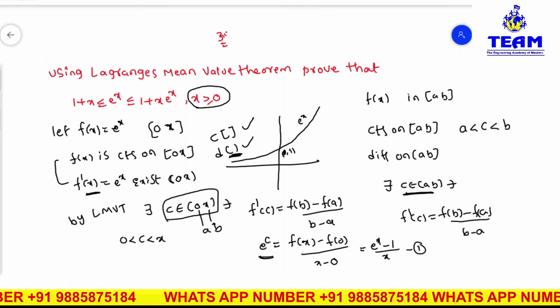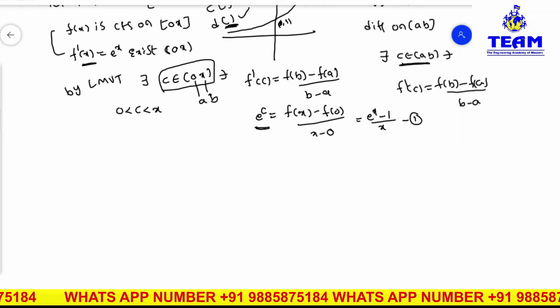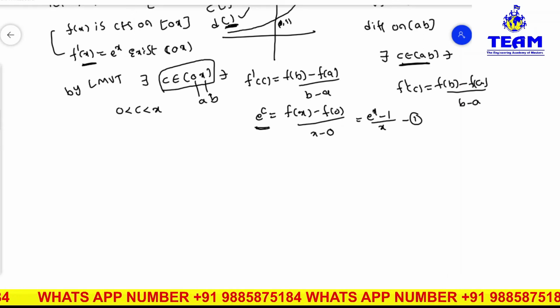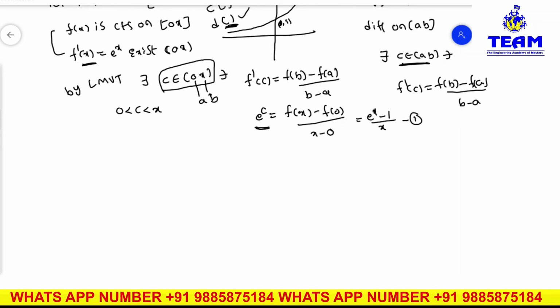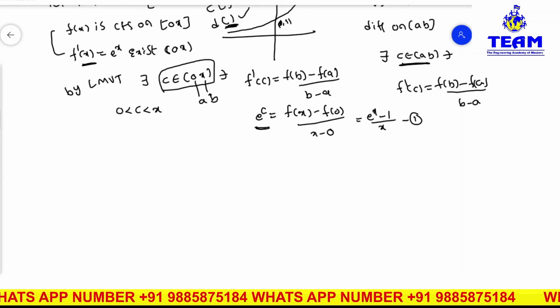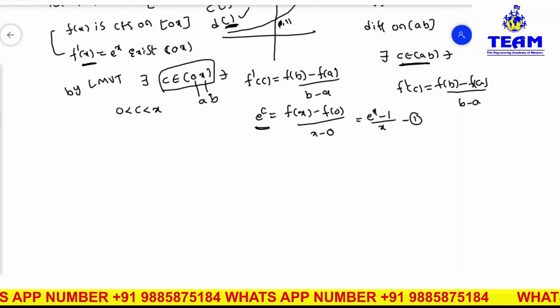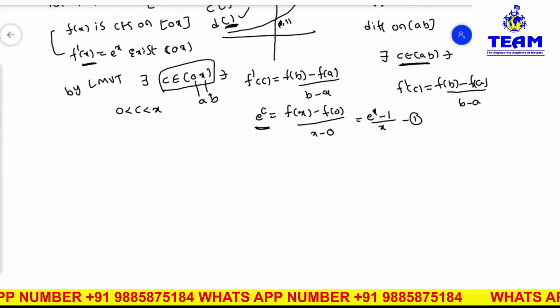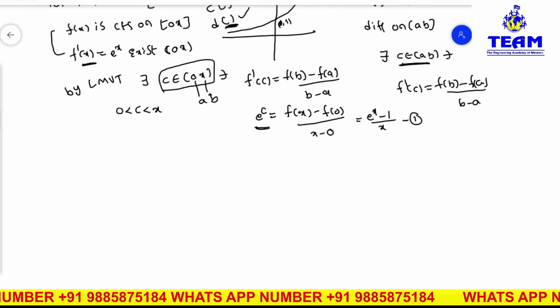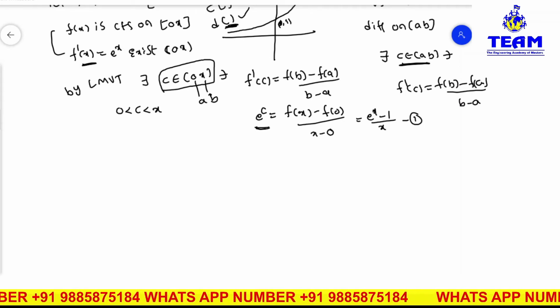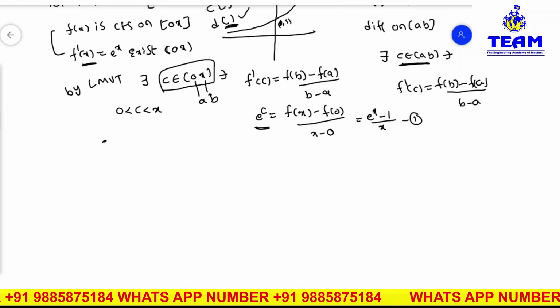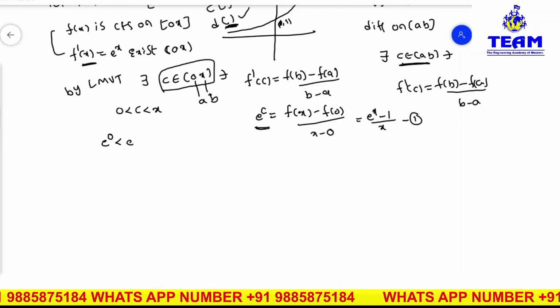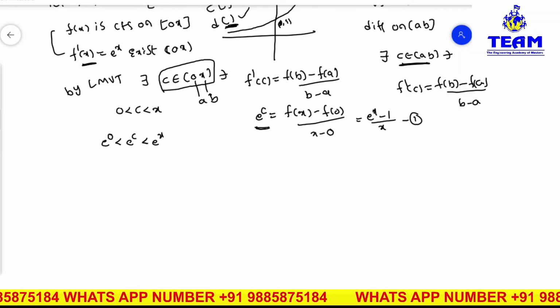Okay. Now, if you observe equation 1, e power C value is equal to e power x minus 1 by x. But here you have inequality in x. I want the inequality in e power x. So what I can do? First of all, applying exponential for each term, then e to the power of 0 is less than e power C is less than e to the power of x.